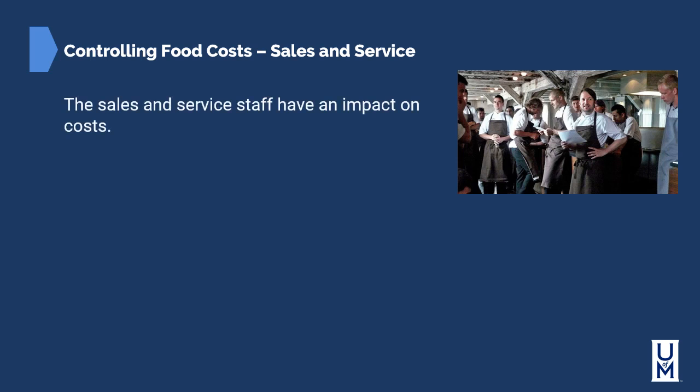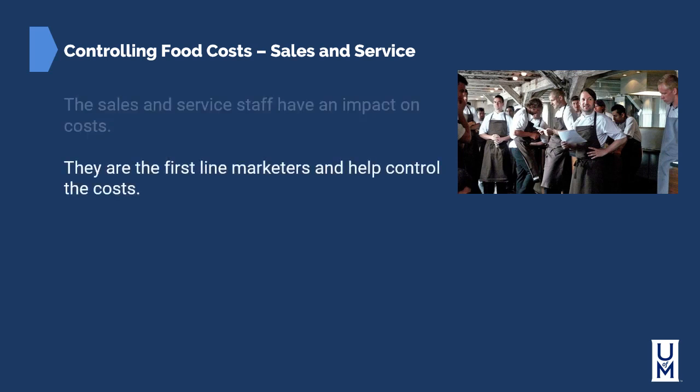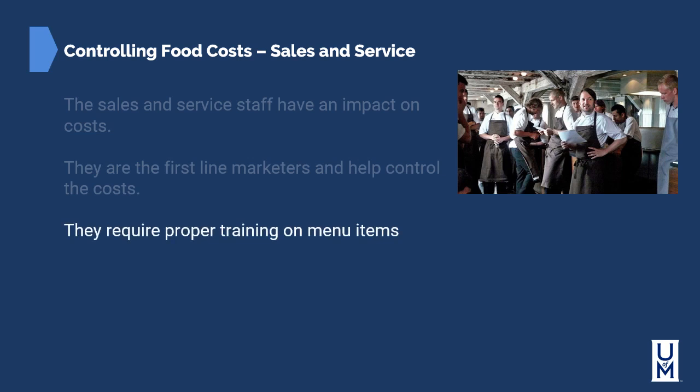Your sales staff will have an impact on your costs. They are your marketers and they are your sellers. They're the first line marketers to help control your cost, so they need to be aware of what they're serving. They require proper training on menu items. It's often one of the overlooked things that you might do, to make sure that your staff understands the tastes and the flavors that go into a menu item, but also what ingredients go into a menu item.